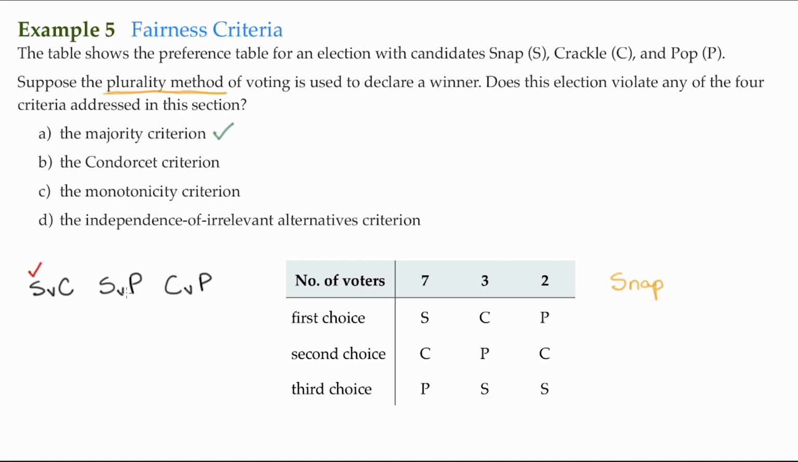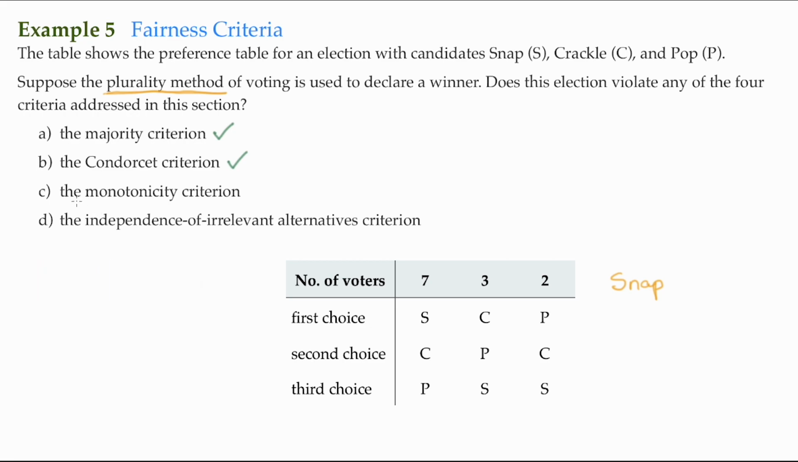We'll do Snap versus Pop. Snap again wins with 7. Pop gets 3 and then 2, but Snap still wins. So Snap wins a head-to-head. We don't even have to do Crackle versus Pop because Snap already has a majority here. So because of that, it does not violate the Condorcet Criterion.